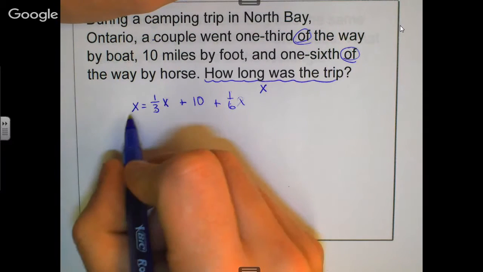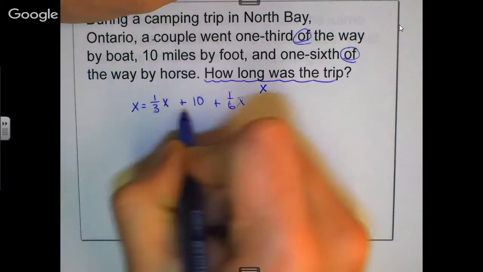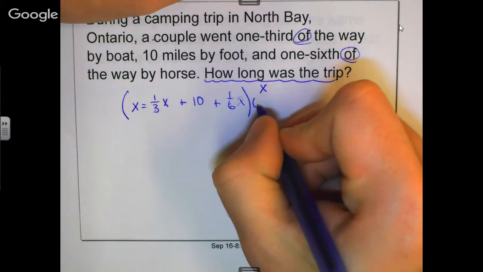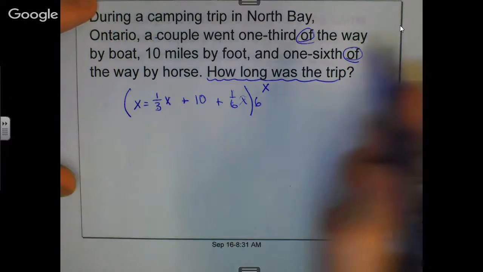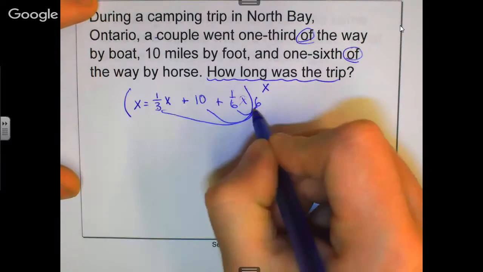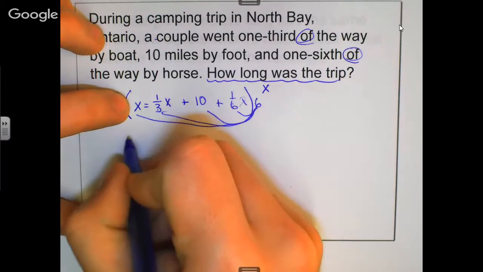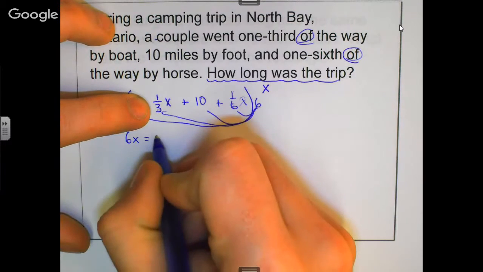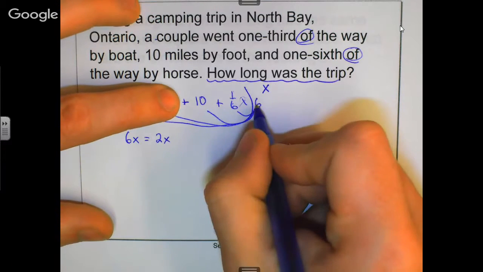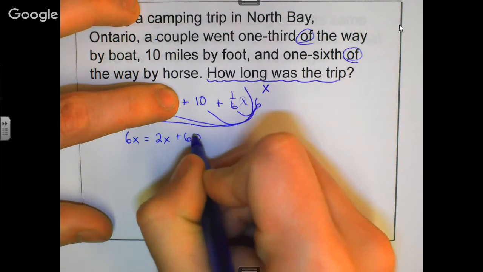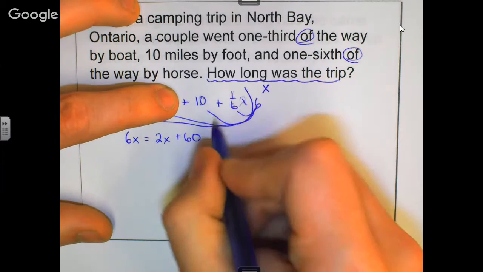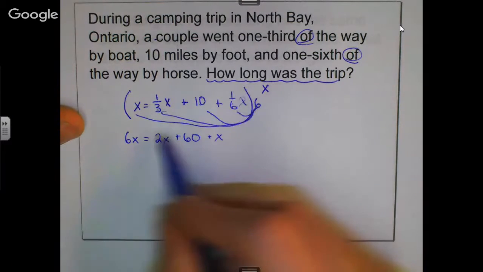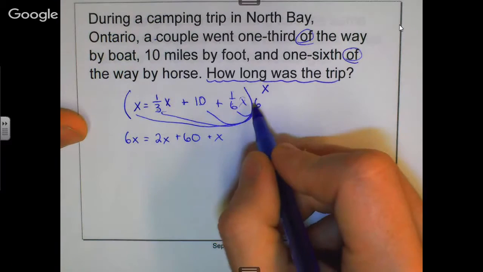So we've got everything in our equation here. We'll simply take this whole thing times our common denominator, which is 6. That's what we did in 1.1. Then we'll distribute. 6 times x is 6x. 1/3 x times 6 is 2x. 6 times 10 is 60. 6 times 1/6 x is x.